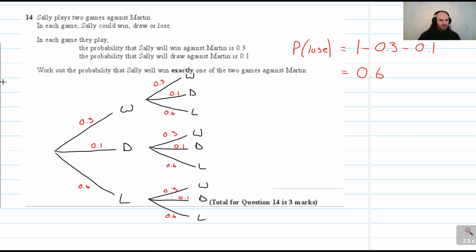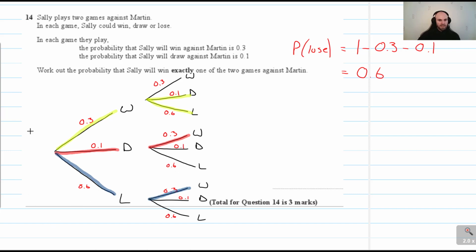Okay, so remember, we need to find the probability of only one win. Well, if she wins the first game this way, she can't win again because that would be 2 wins, but she can draw and she can lose. If she draws the first game, if she draws again or loses again, that would be 0 wins, so that's no good. But if she wins the second game, that is 1 win, so that's good. And if she loses the first game, she must win the second game.